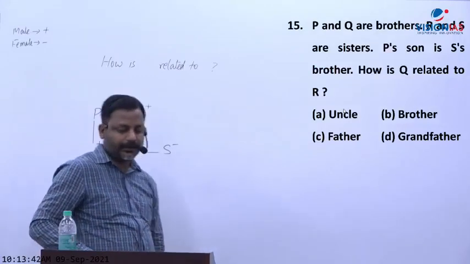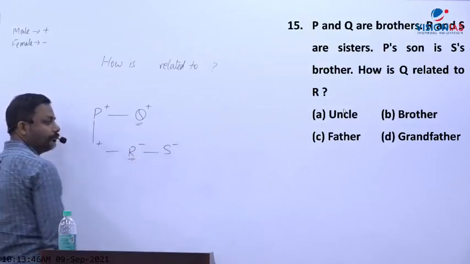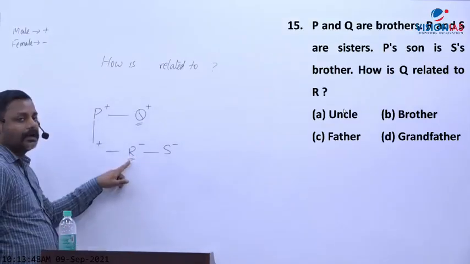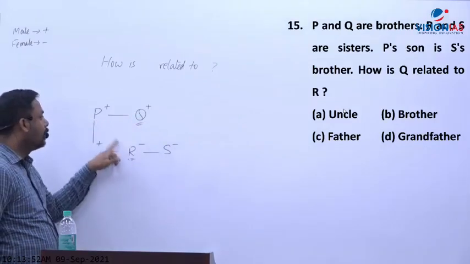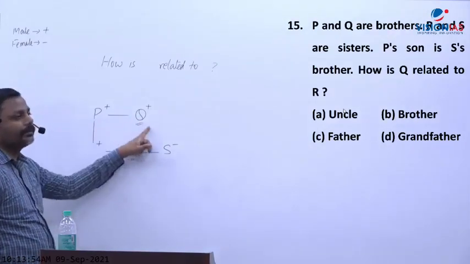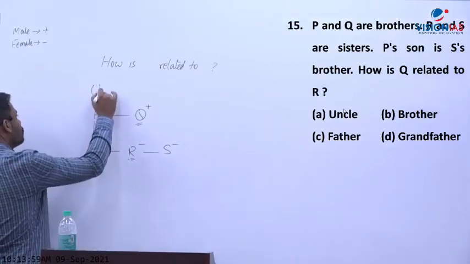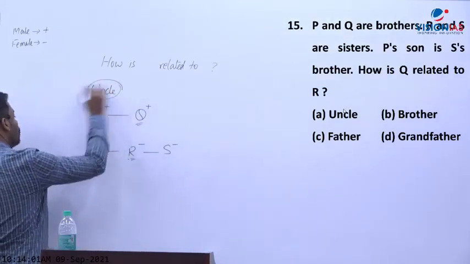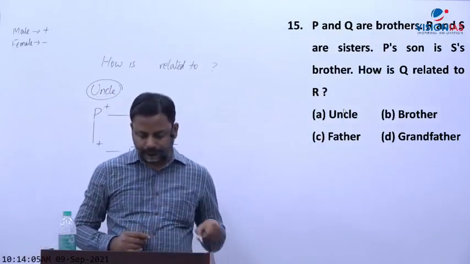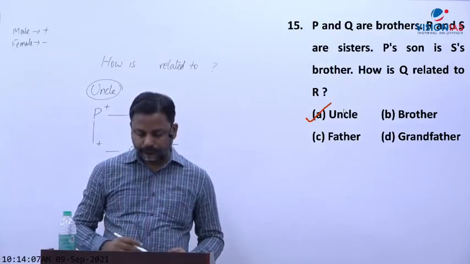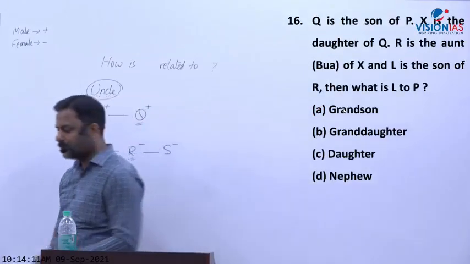How is Q related to R? For R, Q is R's father's brother. So what is a father's brother? Uncle. Yes, so the correct answer is uncle. Okay, question number 16 now.